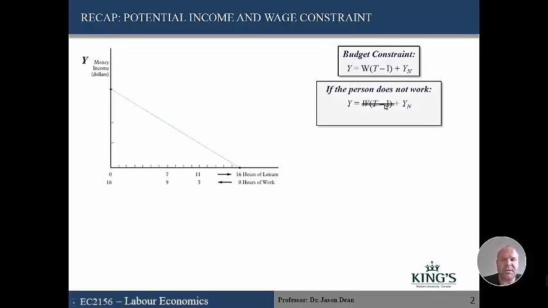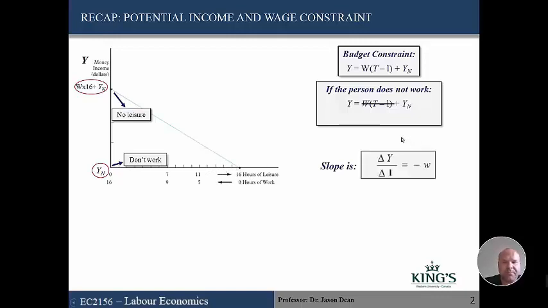Of course, if a person doesn't work at all, then their income is equal to YN, which is the non-labor income. In this example so far, it is equal to 0. The slope of the line is, of course, just the negative wage. So as people decide to start working, their income increases by the wage times the hours worked.